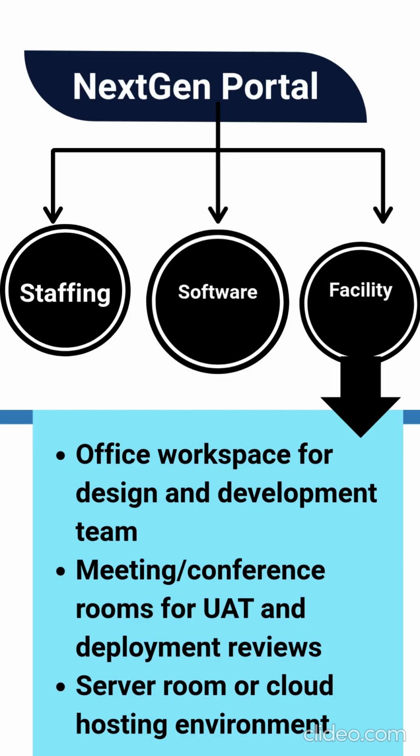Now the third category is facility. So let's see what facility I require for my project. So first one is office workspace for design and development team. I need meeting and conference room for deployment reviews. I need server or cloud hosting environment.